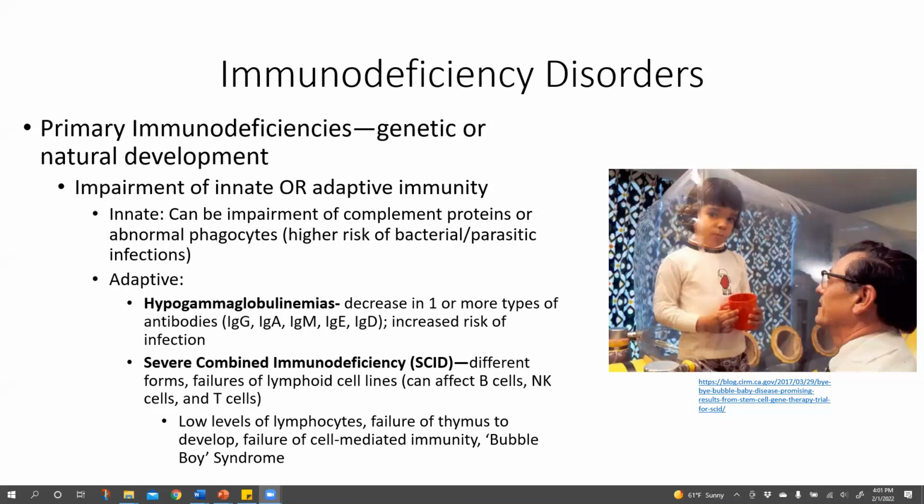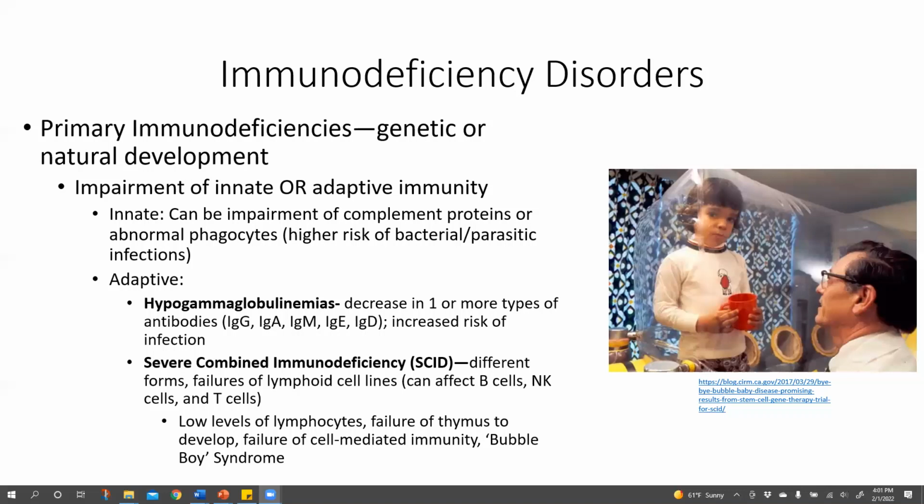You could have a much more severe primary immunodeficiency. It's known as severe combined immunodeficiency, or SCID. And there are different forms, kind of different severities of SCID, but they basically all stem from the failure of the lymphoid cell lines. Now, lymphoid cell lines are your B cells, your T cells, could even affect your natural killer cells, things like that. So again, your adaptive immune response.